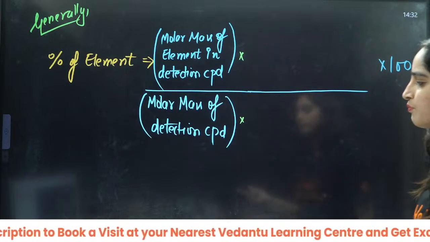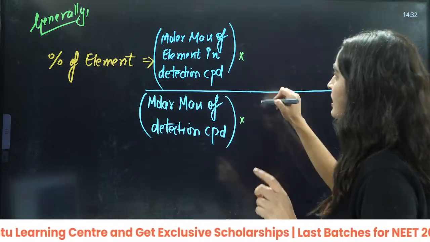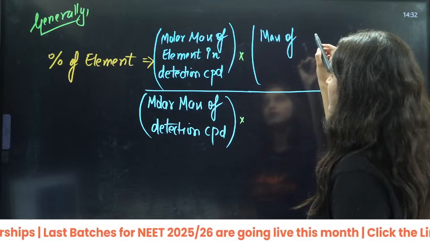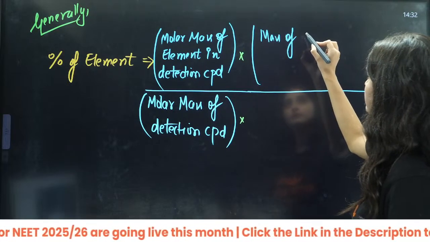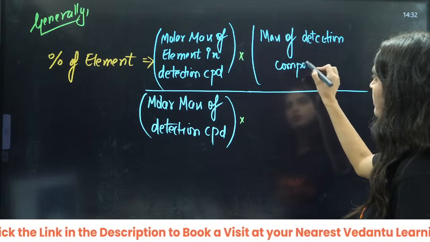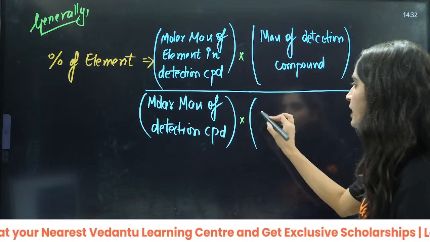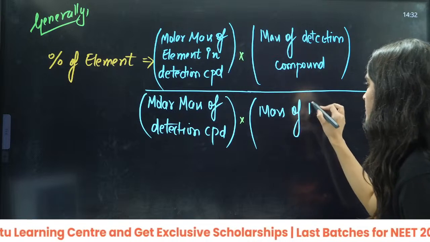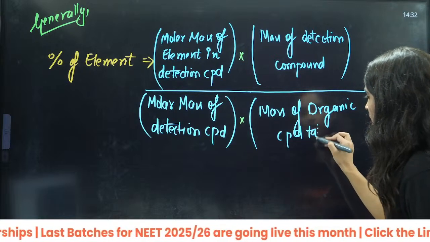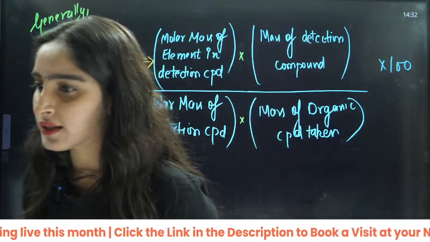What is M? M was mass, not molar mass. These M and W will be given in the question. M is the mass of detection compound, not molar mass, that was given out in that reaction. And here W is the mass of organic compound taken. Beta, if you remember this, you don't have to remember anything else.